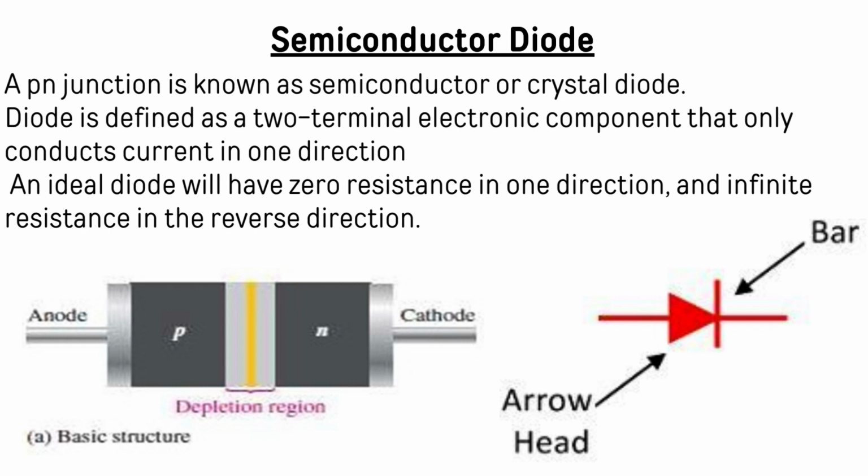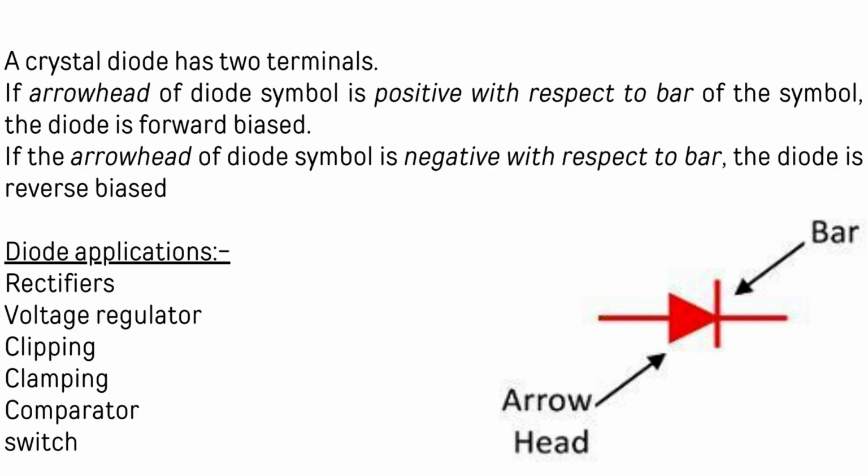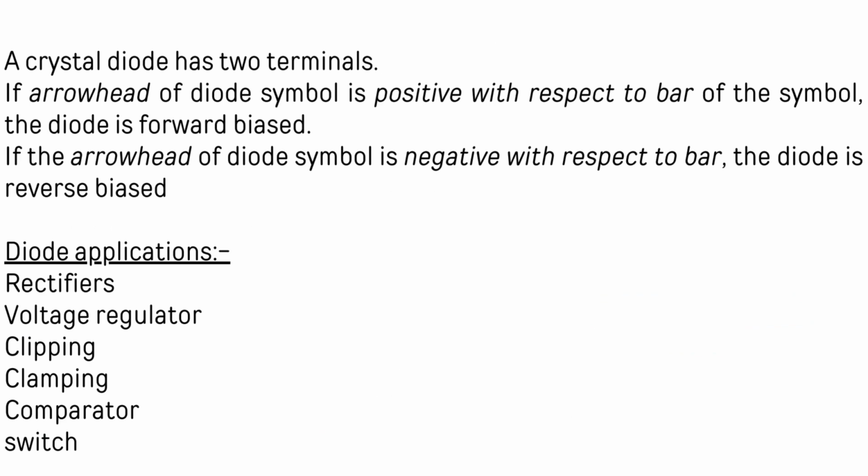The basic structure and the symbol are as shown in the figure. A crystal diode has two terminals. If the arrowhead of the diode symbol is positive with respect to the bar of the symbol, the diode is forward biased. If the arrowhead of the diode symbol is negative with respect to the bar, the diode is reverse biased. Diode applications: rectifiers, voltage regulators, clipping circuits, clamping circuits, comparators, and switches.